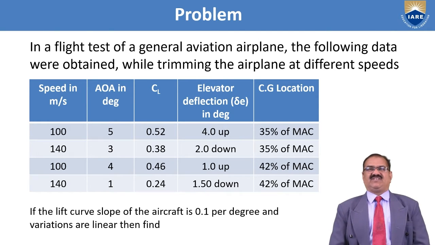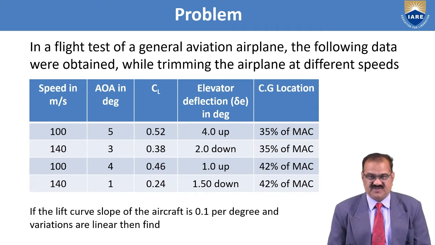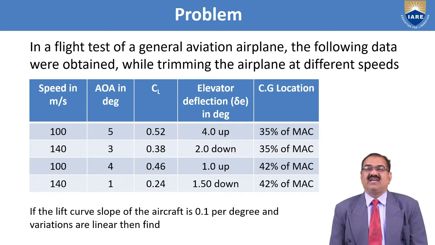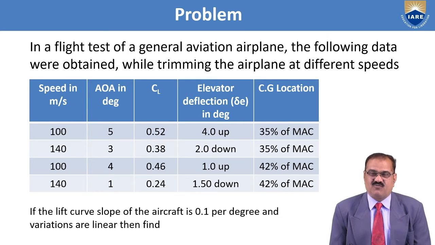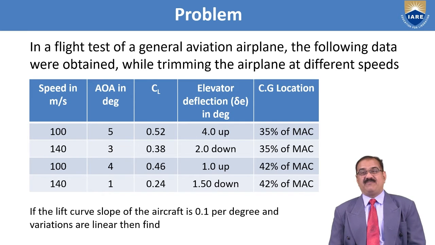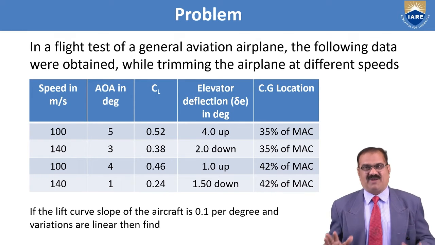So in a flight test of a general aviation airplane, the following data were obtained while trimming the airplane at different speeds. Here we have two speeds, 100 meters per second and 140 meters per second. Angle of attack is given in degrees. For 100 meters per second, it is 5 degrees. At this 5 degrees, we have the coefficient of lift 0.52. Elevator deflection in this case is 4.0 up. I told you that if it is up, it is a minus. If it is down, it is a plus.